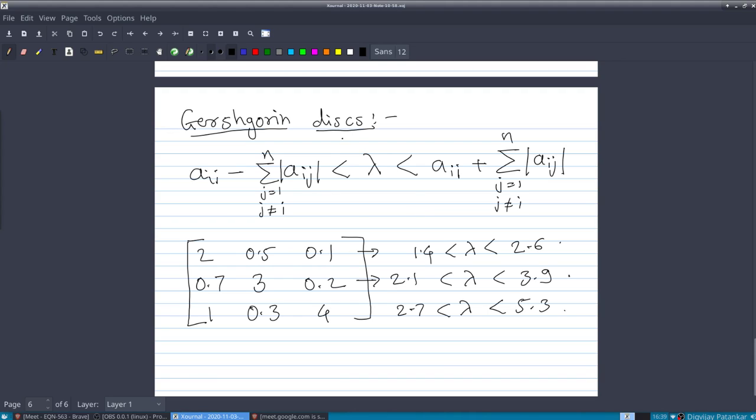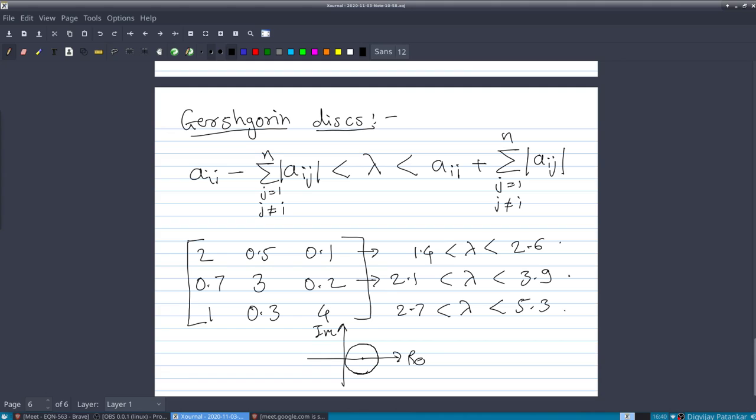I mentioned disks, but there is no disk here. Where is the disk? The disk appears only when you have complex eigenvalues. The disks are in the complex plane, so this is the real and imaginary axis, and even if the eigenvalues are complex, you will get a disk somewhere here, with the middle value here and then a disk around this.